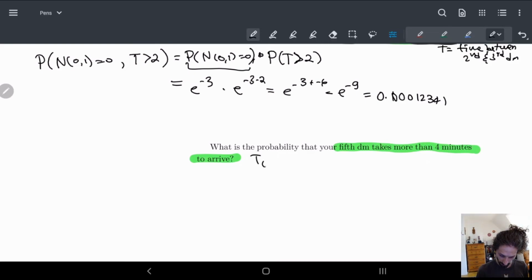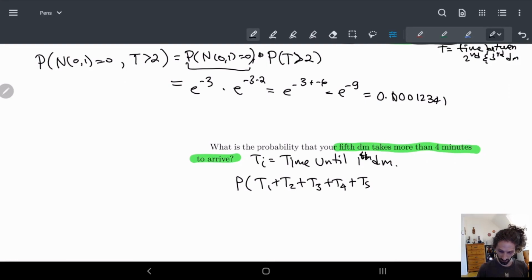So if we let ti equal time until the ith DM, what we're asking is, what's the probability that t1 plus t2 plus t3 plus t4 plus t5, so the time until the fifth DM, is greater than 4. Or we can look at an interval and say, if we want the fifth DM to take more than 4 minutes, what's the probability that at most 4 things happen in the first 4 minutes.